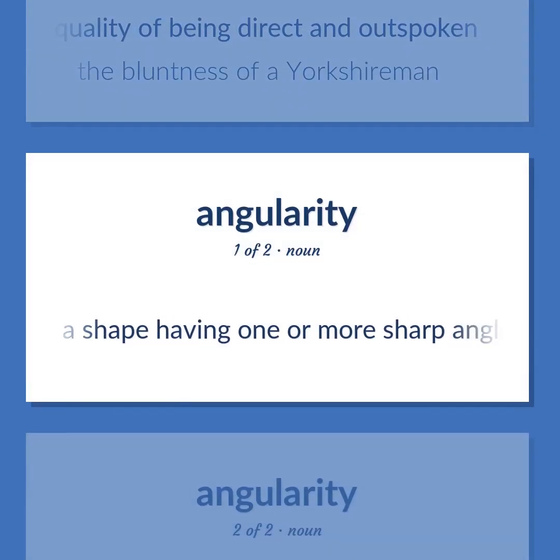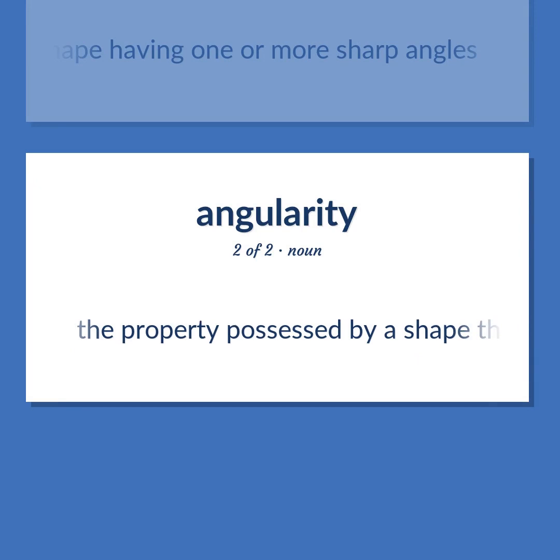A shape having one or more sharp angles. The property possessed by a shape that has angles.